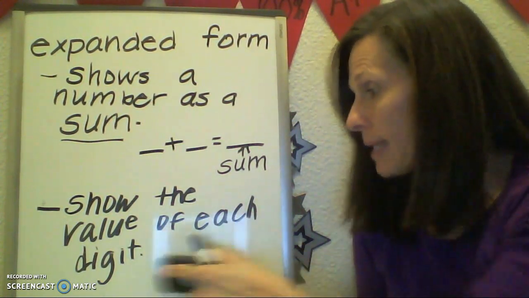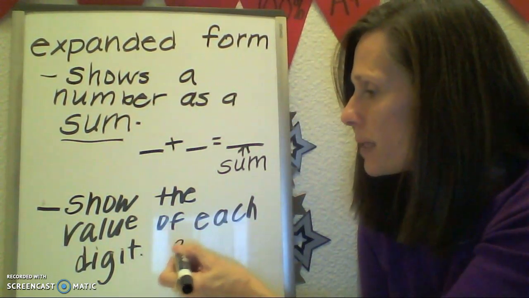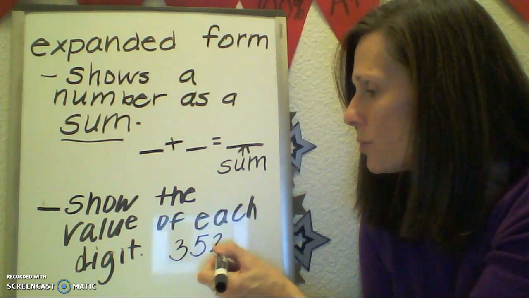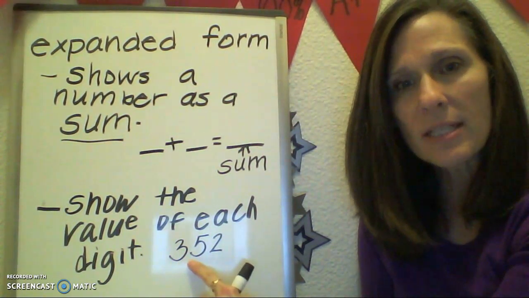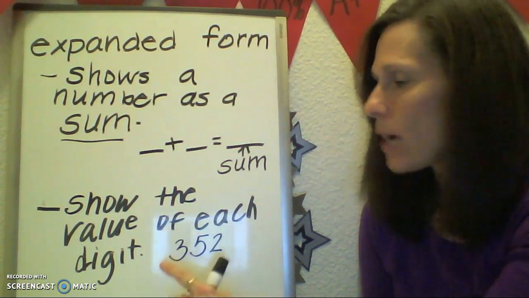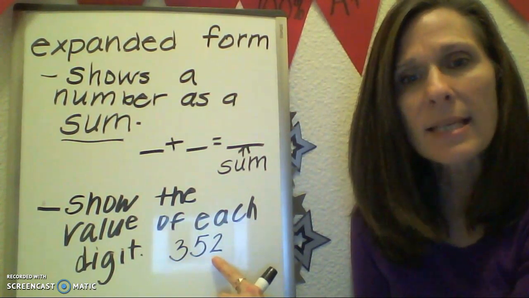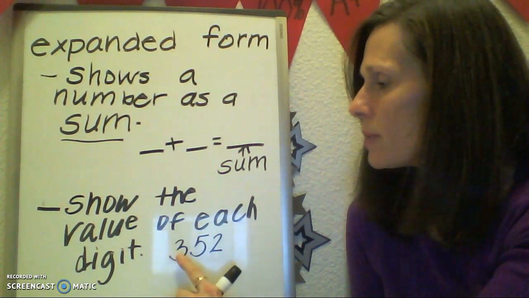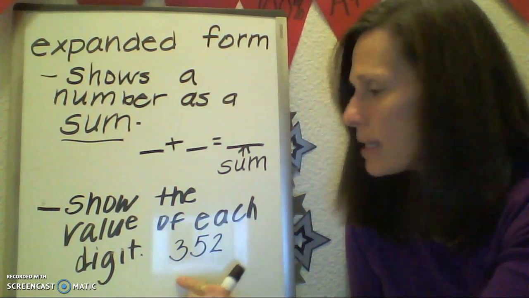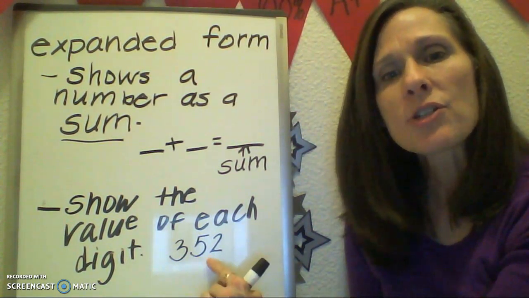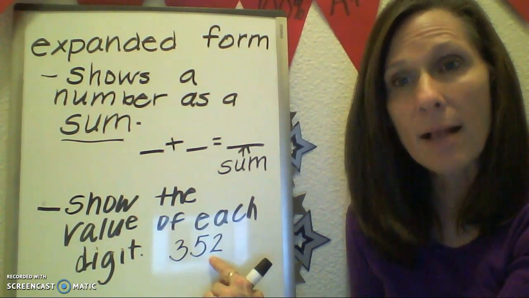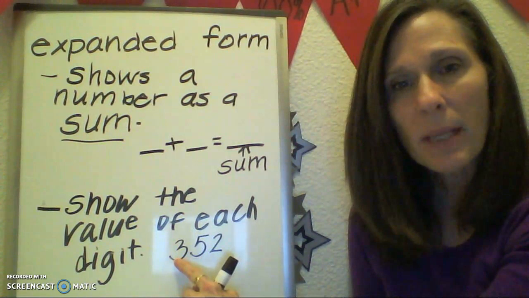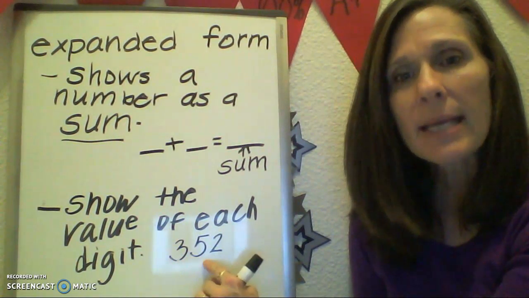Or let's make it a little bit more. How about 352? Now we have 3 digits. 3 is a digit, 5 is a digit, and 2 is a digit. Now each one of these has a different value. We would say the 3 is in the hundreds place, the 5 is in the tens place, and the 2 is in the ones place.